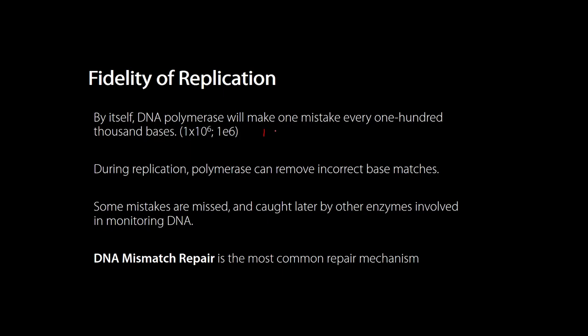All right, now one of the most common errors that is made is that during replication, the polymerase accidentally puts in the wrong base. So if this is an A, and it's supposed to be a T, but a C accidentally comes in there, the DNA polymerase will have the wherewithal to remove that right away. So it's able to make error corrections itself. Now that said, some mistakes are actually missed, and then after replication they're caught by other enzymes involved. One example of that is called DNA mismatch repair.